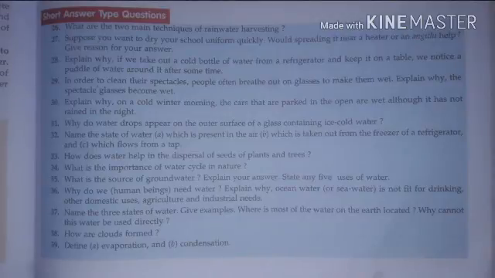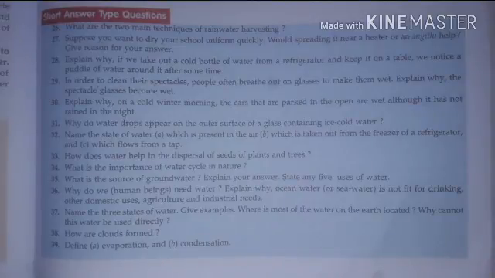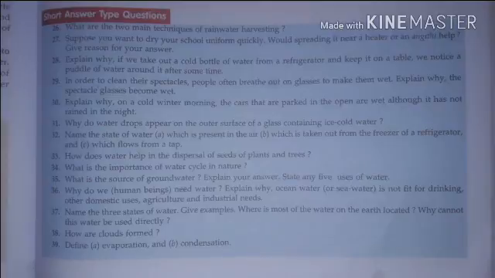So with this we completed the short answer type questions. By combining the very short and short answers, you could write the essay questions also, right? I hope you understood the explanation of the questions and answers, and read well.